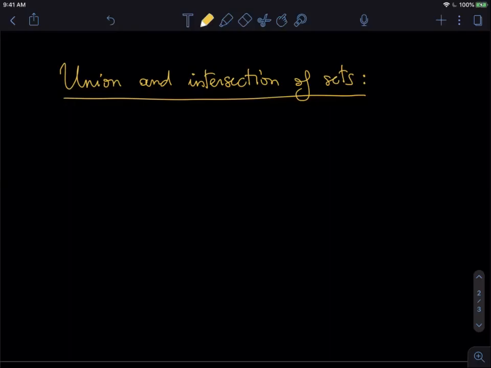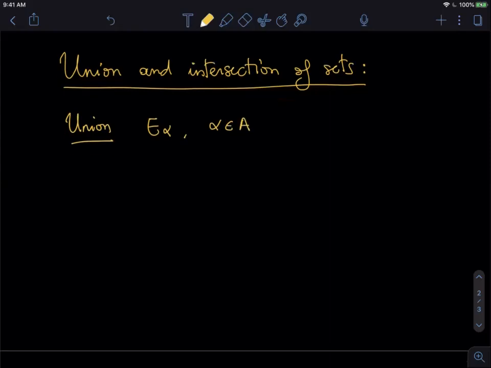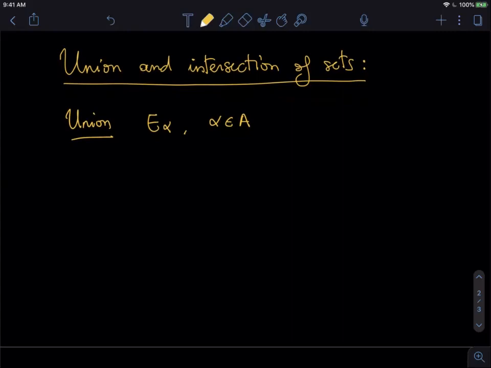The union of sets E alpha. We have a bunch of sets E alpha, and this alpha is a counter that runs on a set A. So we are going to write the union as a big capital U, E alpha, where alpha runs on the set A, belongs to the set A.